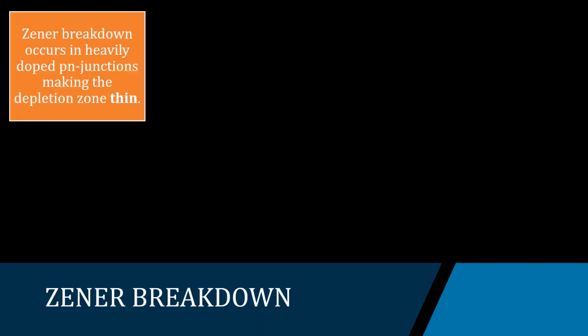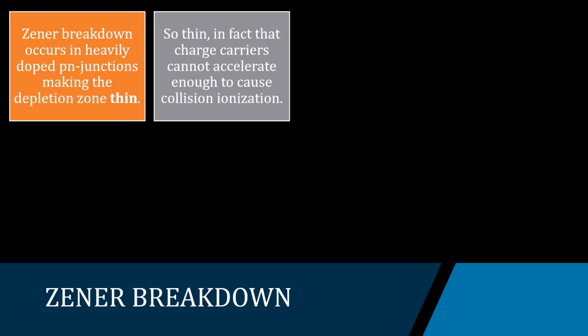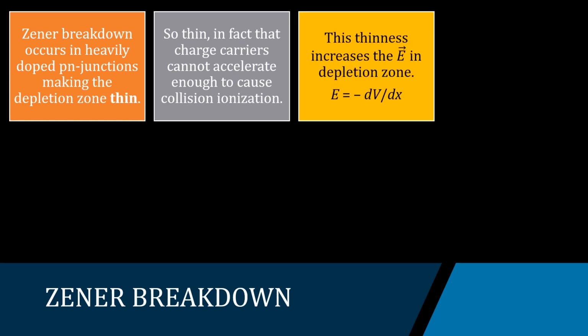Zener breakdown. The Zener breakdown occurs in a heavily doped PN junction. Now if it is heavily doped, the depletion zone is going to be thin. It is so thin that the charged particles cannot accelerate enough to cause collision ionization. Now because it is thin, therefore dx is small, therefore electric field is going to be large.